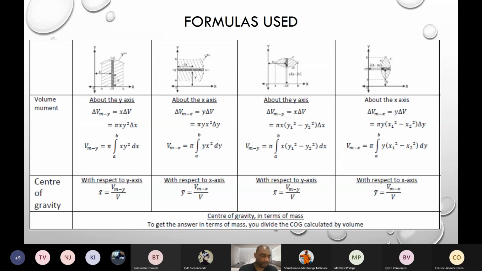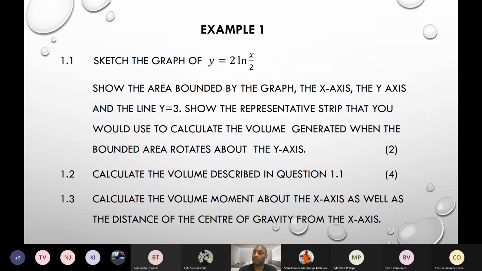Okay, then this is example one that we started and did last week. They gave us this question here. They wanted us to sketch the graph of y equals 2 ln x. So you can see just from this example that you need to know how to do ln. You need to know how to do graphs for log, exponent, trig, hyperbola, centre hyperbola, rectangular hyperbola, semicircle, all these graphs.